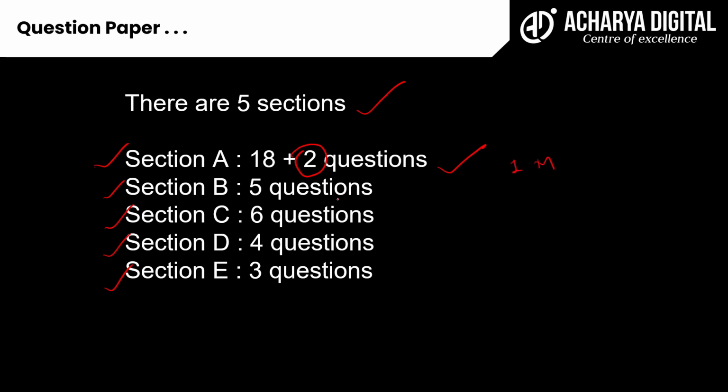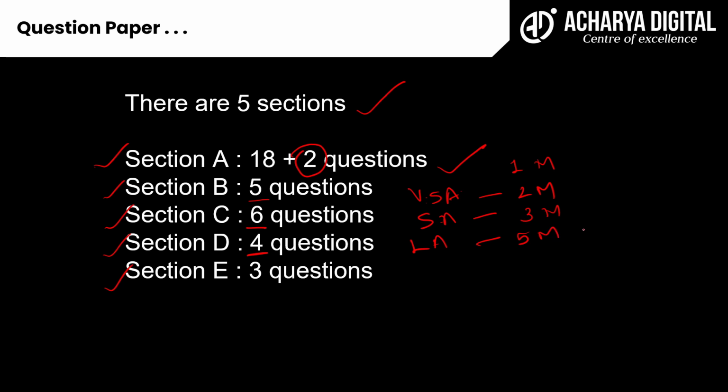After that comes section B, which is having 5 questions. You can say this is very short answer type of questions, carrying 2 marks. Then comes section C, having 6 questions, like short answer type of questions, carrying 3 marks. Then section D, having long answers. So it is having 5 marks for each example.